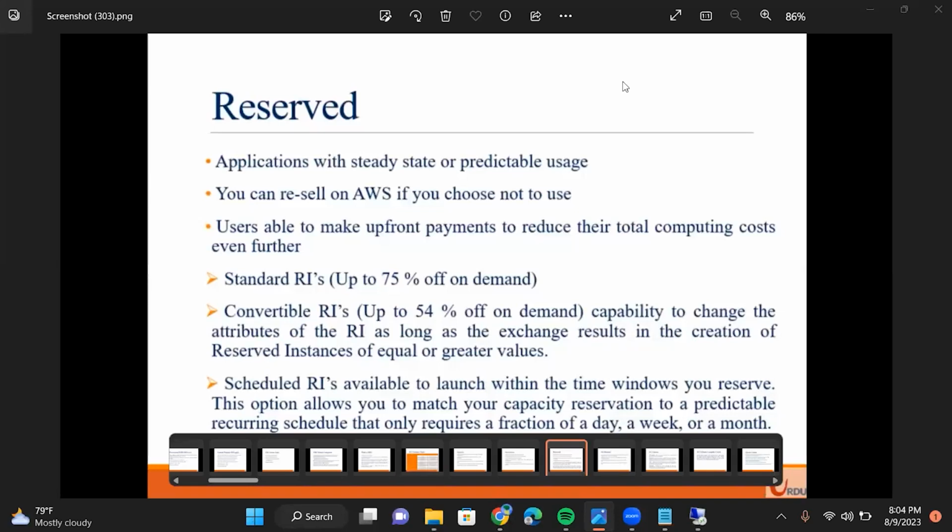AWS will not automatically create an EC2 instance for us. We will come to that, but right now we are studying about different AWS services.